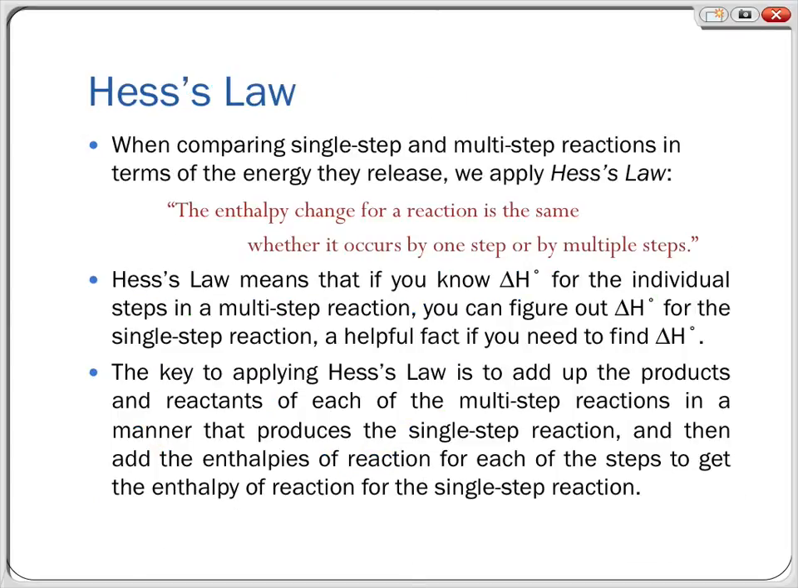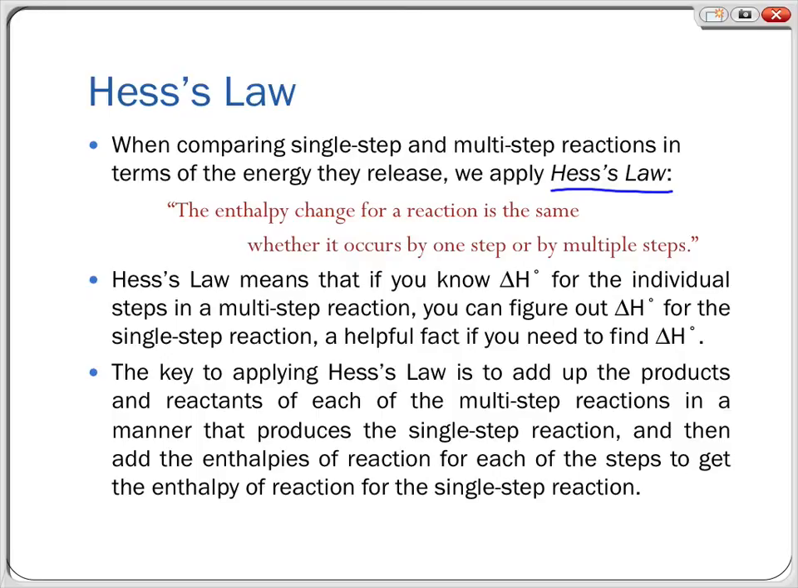When we are comparing single-step and multi-step reactions in terms of the energy released, we can apply something called Hess's law. Hess's law says that the enthalpy change for a reaction is the same regardless of whether it occurs by one step or by multiple steps. So if we have a one-step reaction and the enthalpy change is negative 500 kilojoules per mole, and that reaction could also be done through 7 different reactions, the enthalpy change would be the same thing it was before.